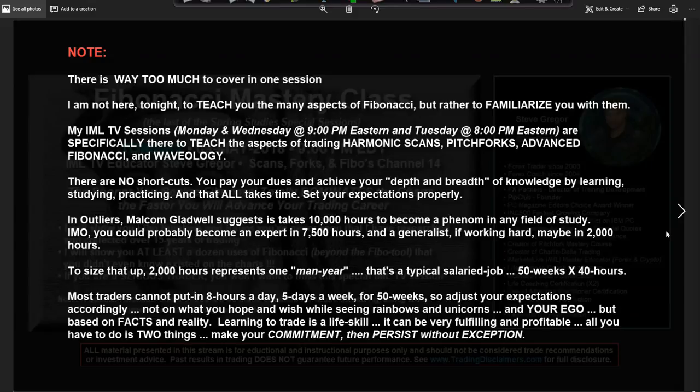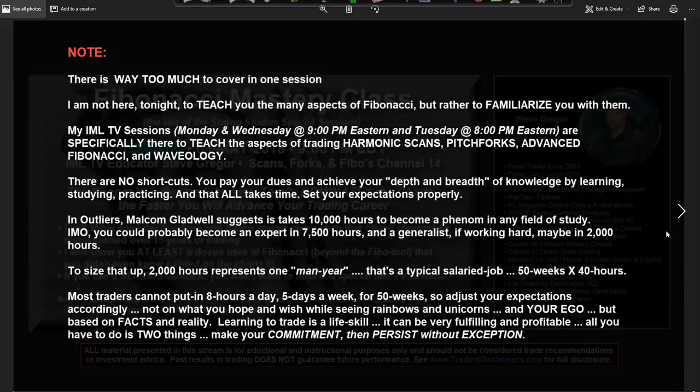But I remind you, there are no shortcuts. You pay your dues and achieve your depth and breadth of knowledge by learning, studying, practicing, and that all takes time. So set your expectations properly. In Outliers, Malcolm Gladwell suggests it takes 10,000 hours to become a phenom in any field of study. In my opinion, you could probably become an expert in 7,500 hours, and a generalist, if working hard, maybe in 2,000 hours. To size that up, 2,000 hours represents 1 man year. That's a typical salary job, 50 weeks, 8 hours a day, 5 days a week. 50 weeks at 40 hours, 2,000 hours.